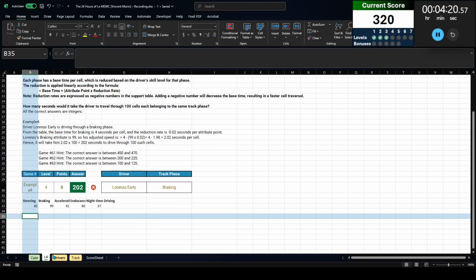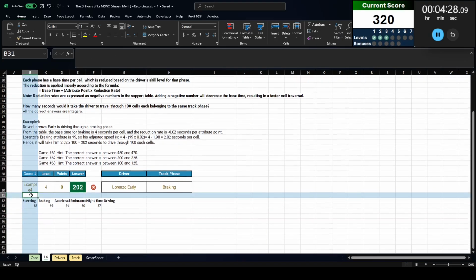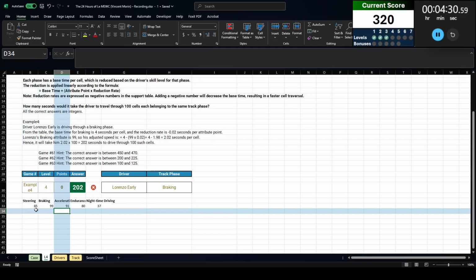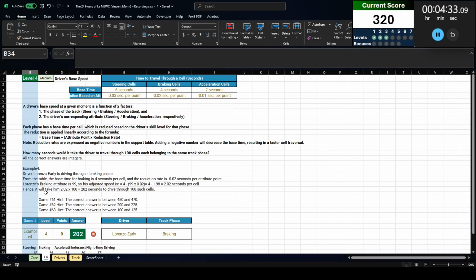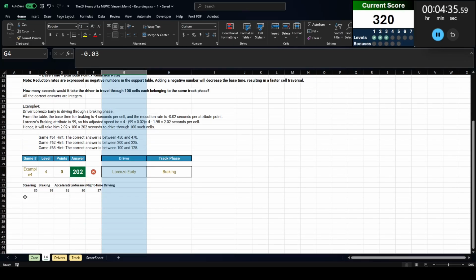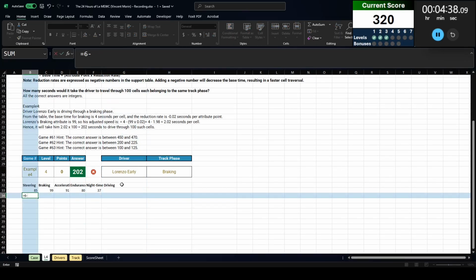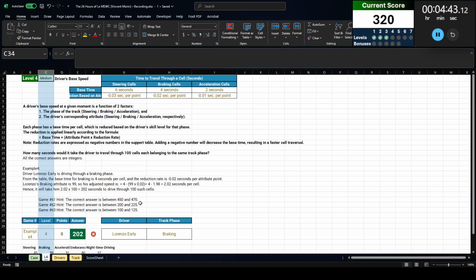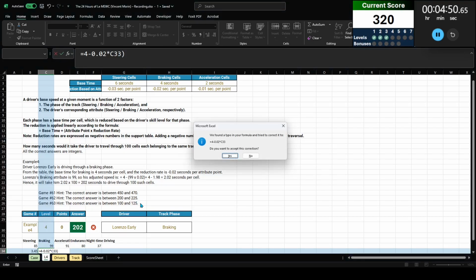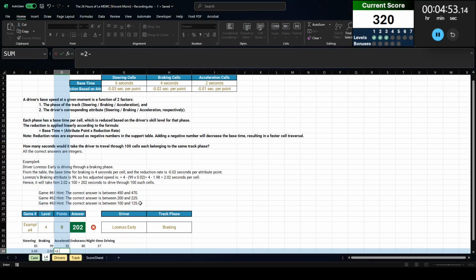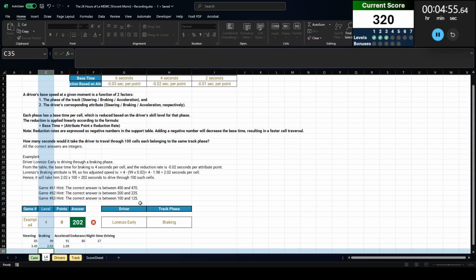And then let's also bring out, we don't need the number of cells yet, actually. So we have 3 types of cells: steering, braking, and acceleration. I could just do it right under here, couldn't I? Yes, I could. All right, so steering is 6 seconds minus 0.03 seconds per point. So 6 minus 0.03 times that. Excellent. We're going to do 4 minus 0.02 times braking. And then for acceleration, we're going to do 2 minus 0.01 times acceleration.